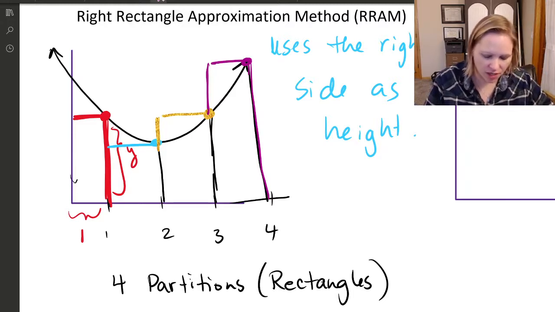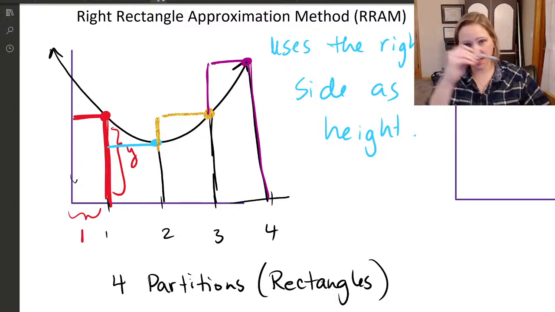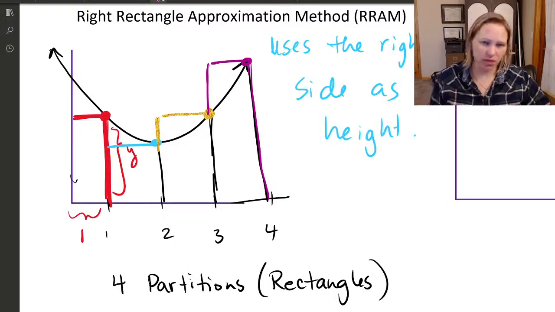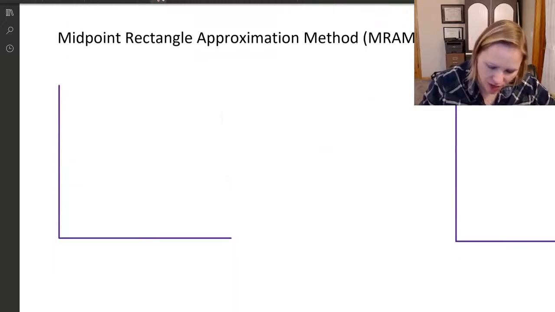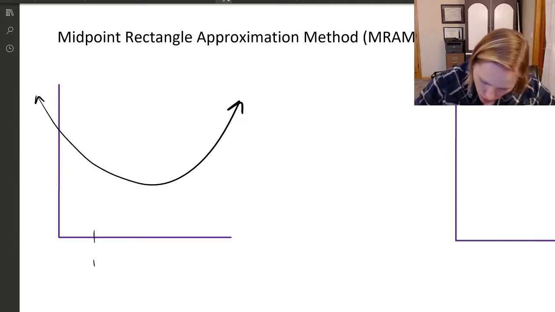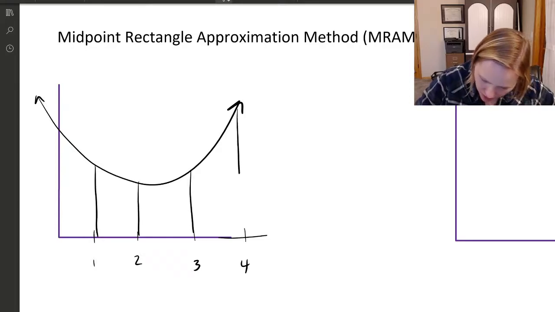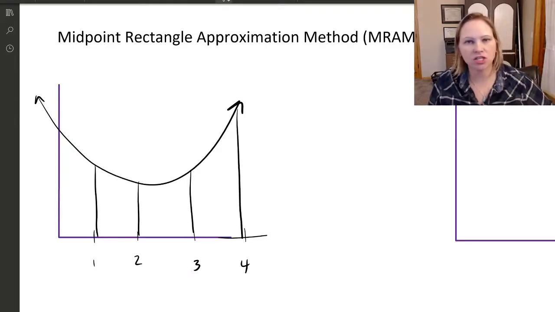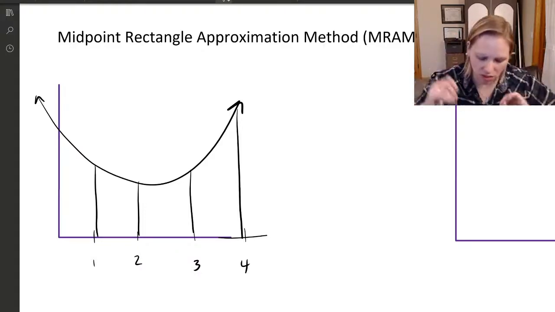So we can cap off our rectangle from the left-hand side of the curve, from the right-hand side of the curve, and then the last type of rectangular approximation is called the midpoint approximation method. So MRAM, so LRAM, RRAM, and MRAM. And MRAM would look like this. If I have my function here, 1, 2, 3, 4, I'm going to still draw my partitions the same way. They all start the same, right? 4 partitions. You just divide it into the 4 equal little sections here.